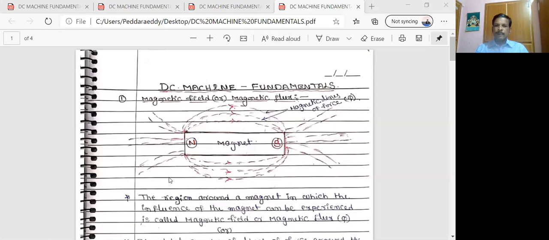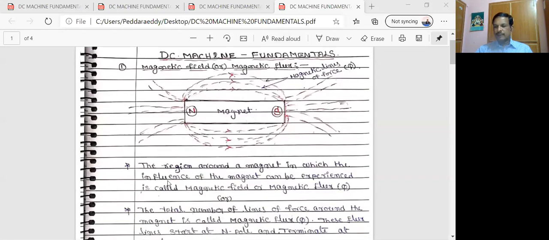First of all, magnetic field or magnetic flux. What is a magnetic field or magnetic flux? The region around a magnet in which the influence of the magnet can be experienced is called the magnetic field. The magnetic flux is represented by phi.